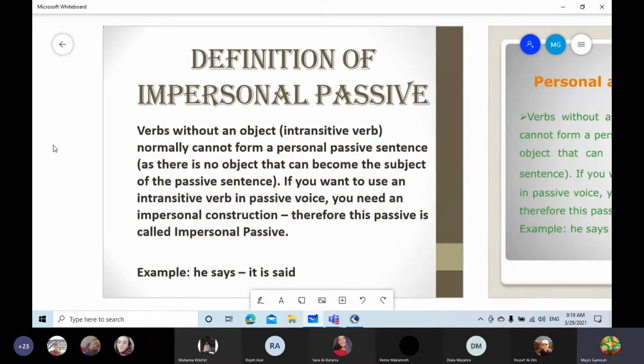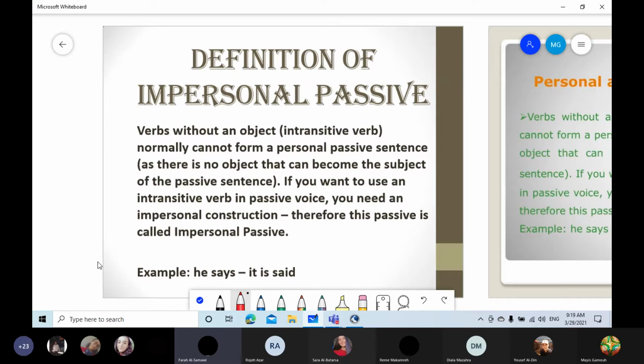Definition of impersonal passive. Verbs without an object, intransitive verbs, normally cannot form a personal passive sentence, as there is no object that can become the subject of the passive sentence. If you want to use an intransitive verb in the passive voice, you need an impersonal construction. Therefore, this passive is called impersonal passive. Example: he says, it is said. Thank you, dear. So let's go back to our definition.